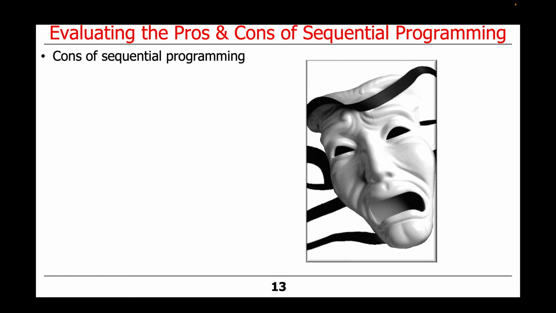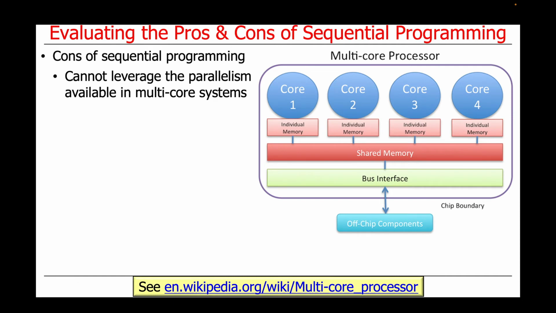Naturally, not everything is unicorns and rainbows. There are cons of sequential programming. One of the biggest disadvantages, of course, is we can't leverage the parallelism available in today's multi-core systems, which comes to us courtesy of Moore's law, where there's more and more transistors. So people keep adding more and more cores to the chips that we use.